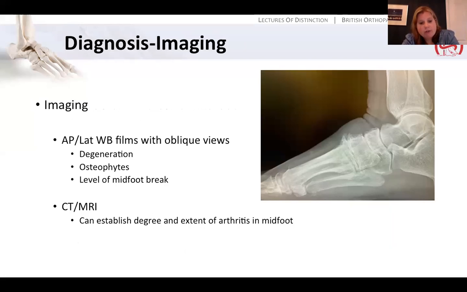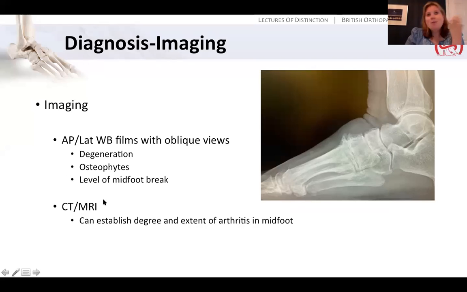So imaging, after you've seen them in clinic, you always want to get AP and lateral weight bearing films. An oblique, which is non-weight bearing, can sometimes be helpful as well in this situation. And you're looking for the classic signs of degeneration within the midfoot. You can see the osteophytes. You can look for the midfoot break, whether it's at the talonavicular joint or the navicular cuneiform, if they have a pes planus type deformity.